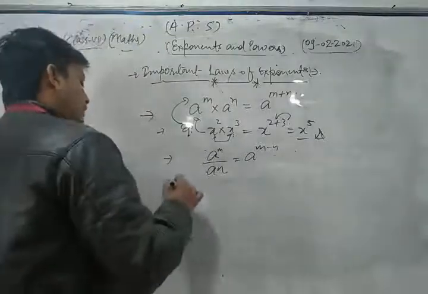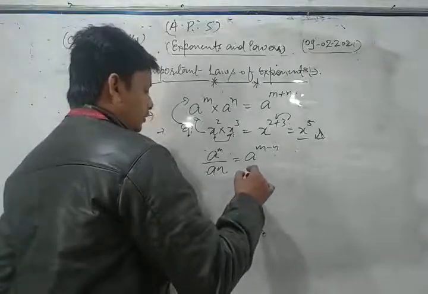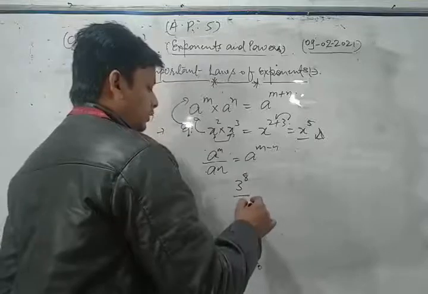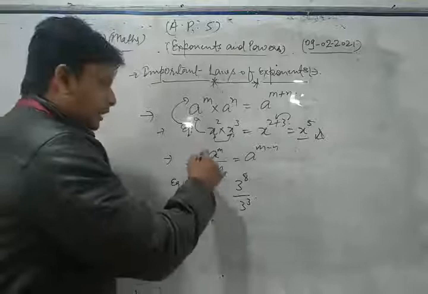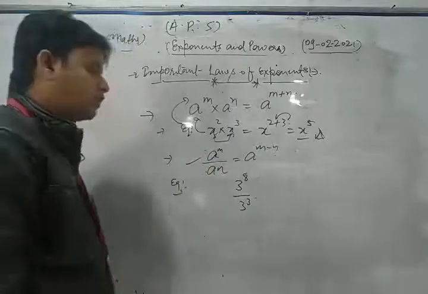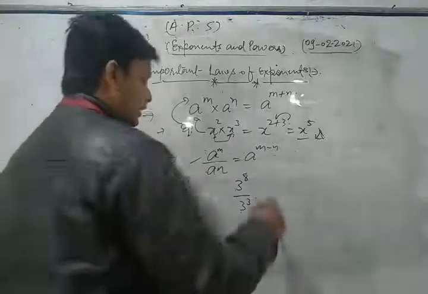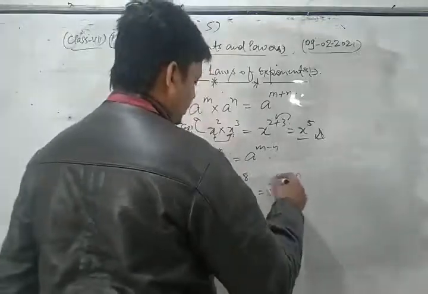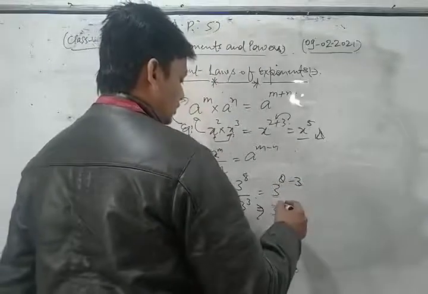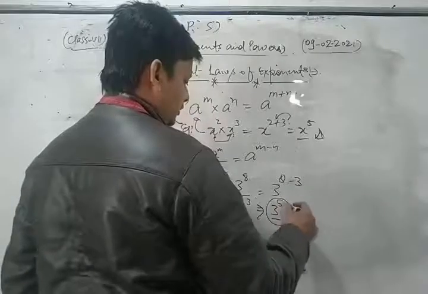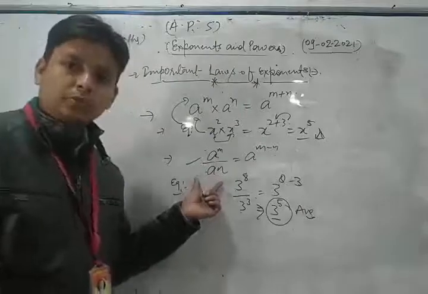Now we take an example. If we have 3 power 8 upon 3 power 3, here we apply this law of exponents because the bases are the same but the powers are different. So we can write 3 to the power 8 minus 3, which is 3 to the power 5. This is the required solution. So we use this law of exponents in this way.